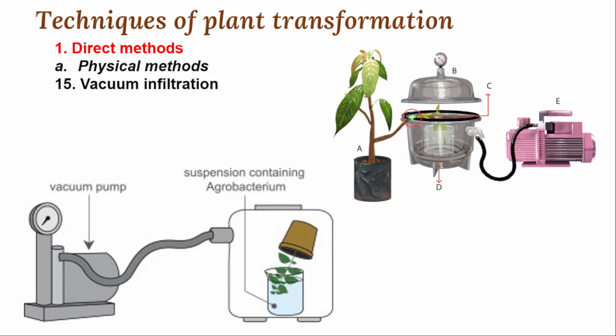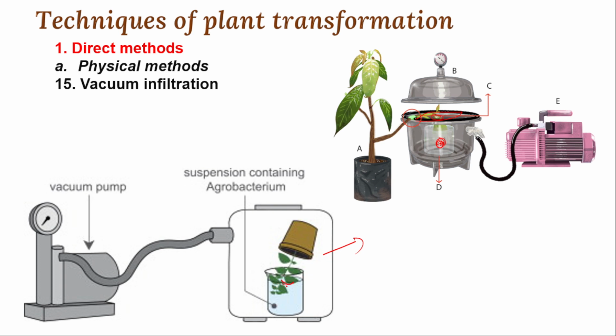And one more method, the last method in physical method, is called vacuum pump. What happens here, a desired plant's part will be inserted directly into a vacuum chamber, and then a desired gene with the vector will be inserted on the surface of that. And whenever a vacuum is created, because of the vacuum pressure differences, the cell will expand, and then it forms tiny pores on the surface of that.